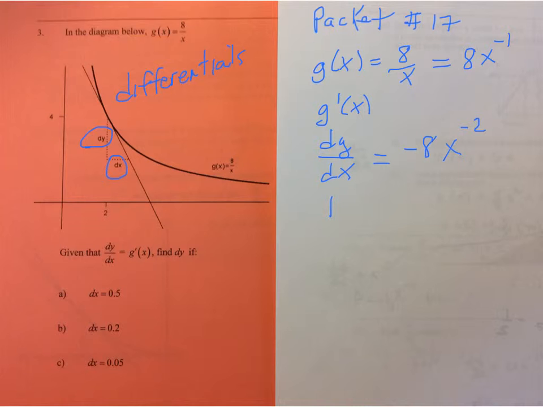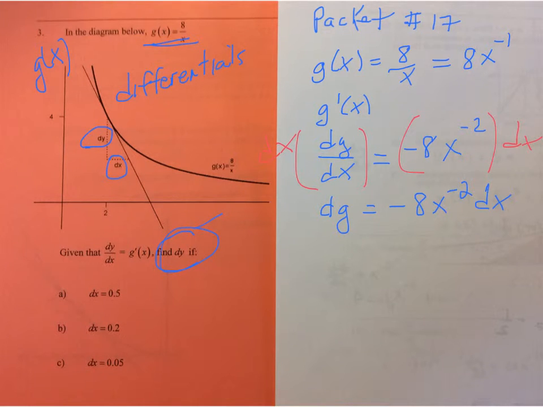Now, if I cross multiply, or multiply both sides by dx, I am now separating the variables of g and x, or dg and dx. So I would have on my left-hand side dg equals negative 8x to the negative 2 dx. Now over here I've indicated that it's dy. Really we should probably be thinking about it as dx because this is the function g of x. Now either way, whatever you want to think about it is fine, okay? Really, dg is equivalent to dy in these notations here.